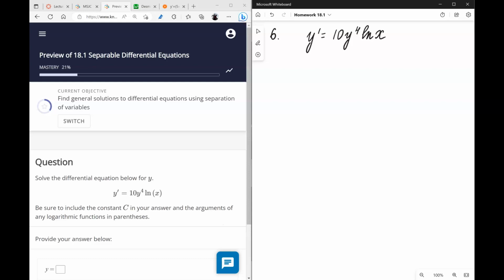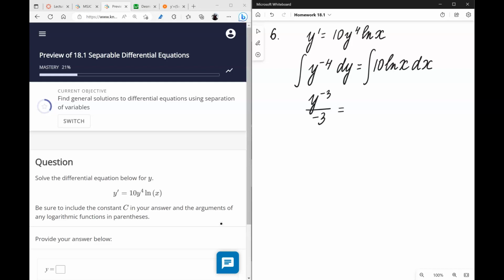Here's another equation. Again, it's separable, so we separate it. We bring y to the 4 on the left, and I guess it makes sense to write it in exponential form. So y to the power negative 4 dy equals 10 ln x dx. Apply the integral. On the left side we have y to the negative 3 over negative 3.